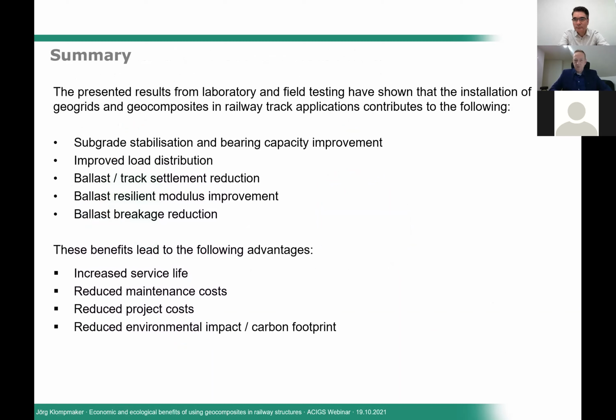The presented results from laboratory and field trials have shown that the installation of geogrids and more important, the installation of geocomposites in railway track applications contribute to the following. First of all, subgrade stabilization and bearing capacity improvement, improved load distribution, ballast and track settlement reduction, the increase in resilient modulus of the ballast, which makes it more resistant against deformation, and also geocomposites were able to reduce ballast breakage and to increase the service life of railway tracks.